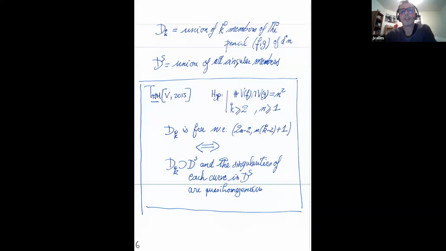But anyway, the main idea here is that if you put together all the singular members of a pencil, and you pay attention to the fact that you need some extra hypothesis on the nature of singularities of these singular curves, then your union of curves is a free curve, and so leads to a free vector bundle of logarithmic sheaves.